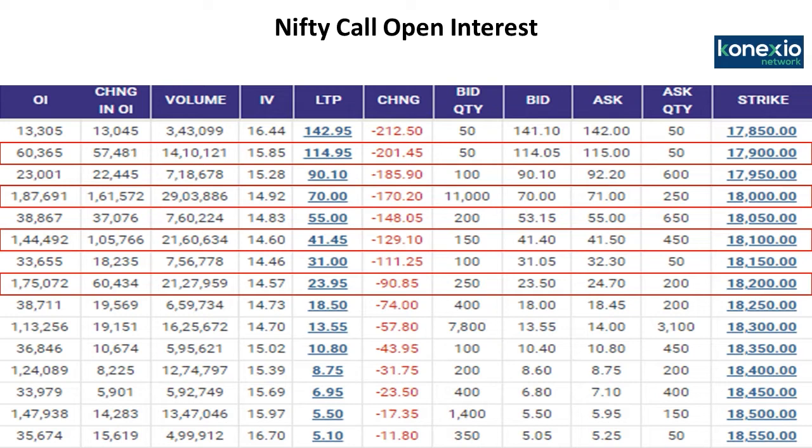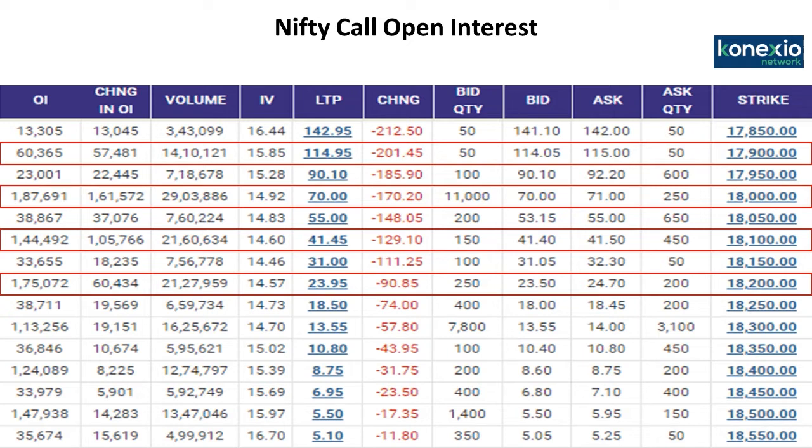Now here you can see the concentration of volumes is in 17,900 calls and 18,000 calls. So for the next week, we feel that 18,000, which is the psychological mark, could act as a major resistance. So any pullback towards 18,000 might bring in selling at the higher levels just for the next week, because next week is a monthly expiry, and if it crosses 18,000, then only we might see a rally towards the level of 18,100 to 18,200. So definitely next week is going to be highly volatile.